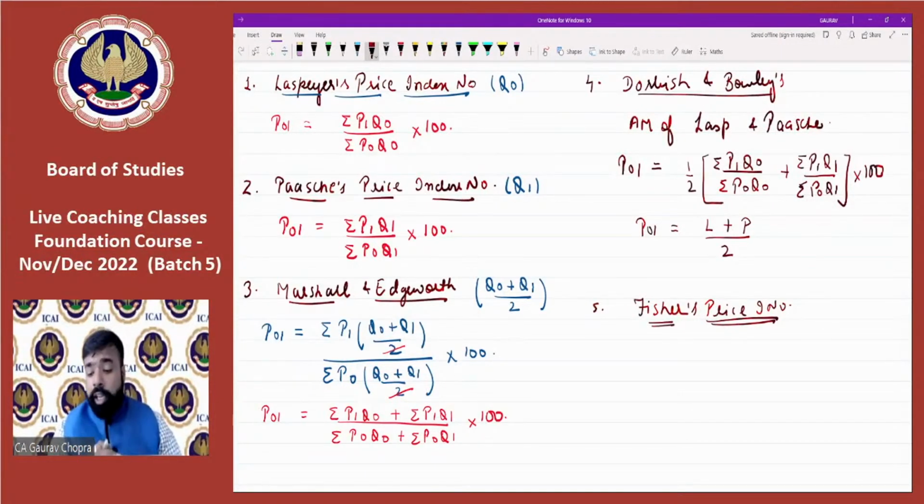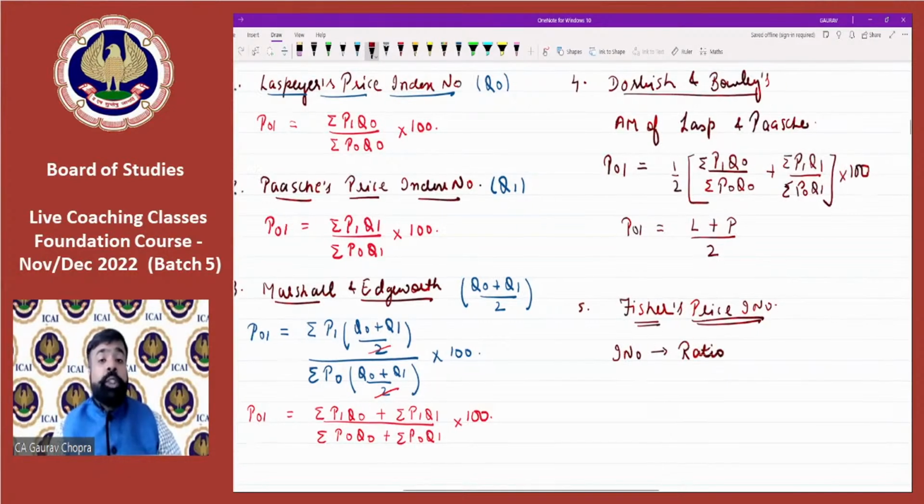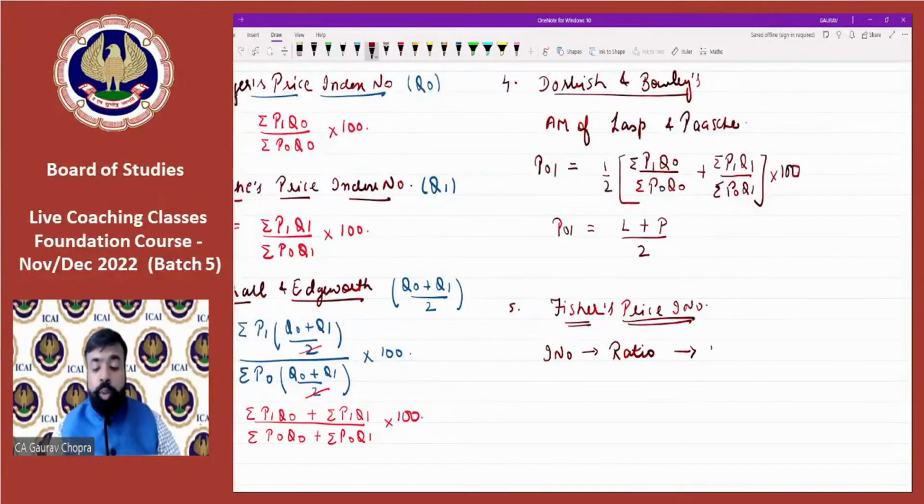Now Fisher ने क्या कला करी कि Fisher knows that index number is a ratio. Fisher was having knowledge that index number is a ratio, and for computation of ratio, the best average is geometric mean. So you might have read this in central tendency chapter that geometric mean is used for calculation of ratios. So similarly, in this chapter, index number is a ratio, and the best average for this index number becomes geometric mean. Fisher knows this concept, and he applied this in his formula.